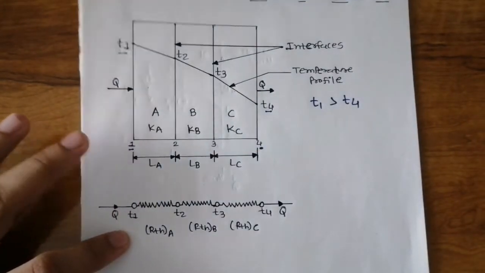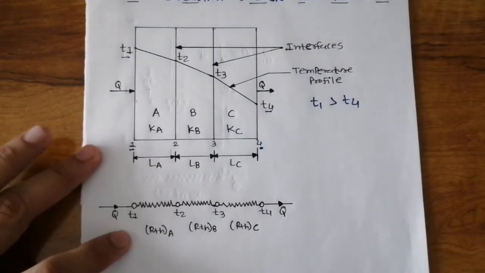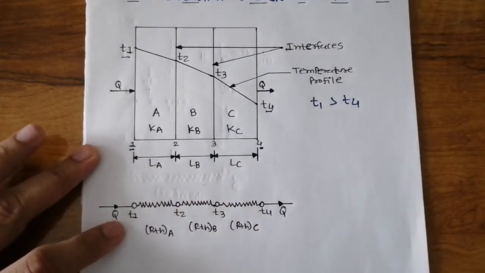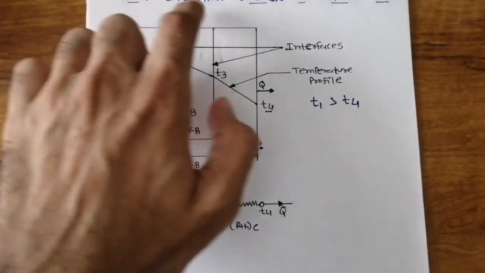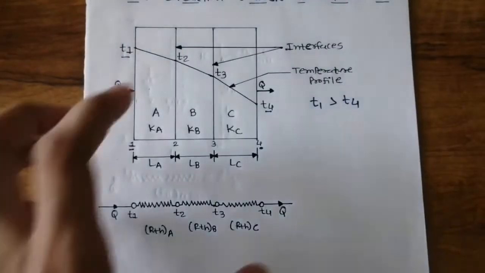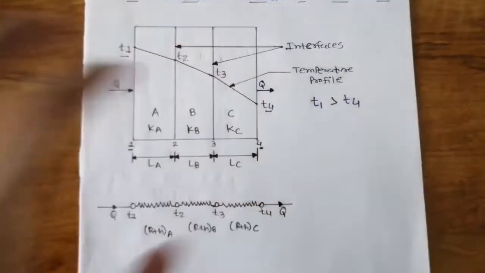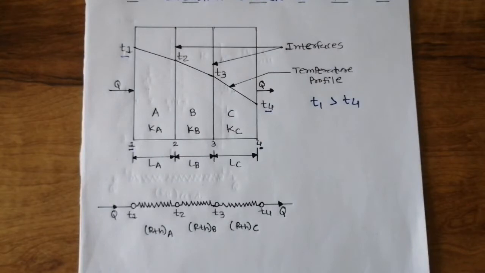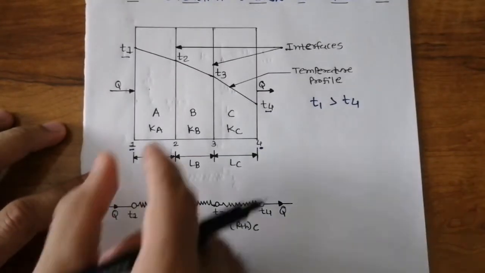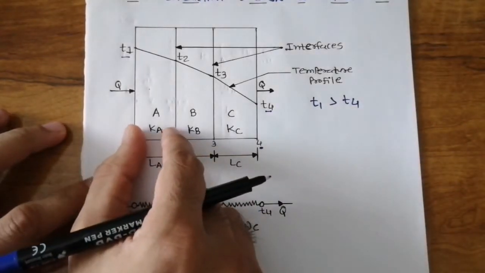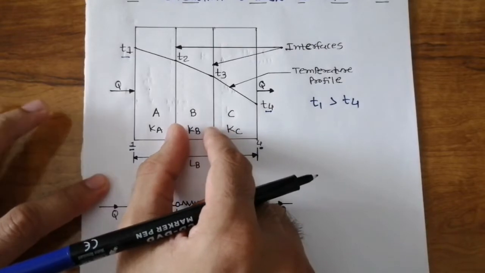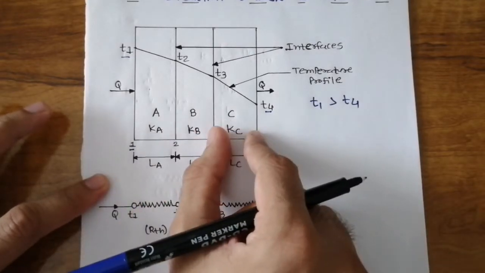Now we start the theory. First of all, we discuss heat conduction through the composite wall, and we find out how much heat will be transferred through it. Initially we consider the individual layers: first layer A, then layer B, and then we discuss layer C.